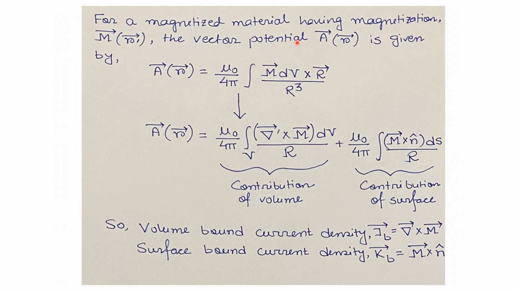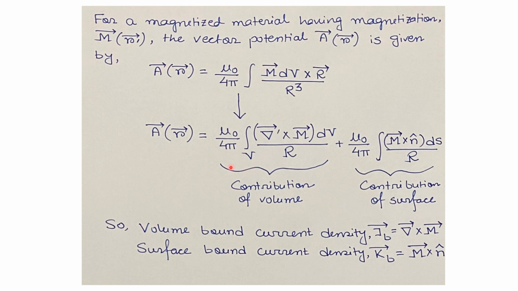Now for a magnetized material having magnetization capital M, the vector potential A vector is given by mu naught by 4 pi integration over M vector dV cross product with capital R vector by capital R cube. Now after some simplification with the help of vector algebra, we can show this A vector is basically a summation of two terms. Here the first term is due to the contribution from the volume of the system, that is the bulk of the system, but the second term is due to the contribution from the surface of the system.